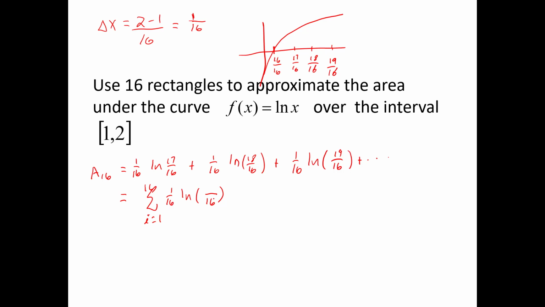The numerator is going up by 1, 17, 18, 19, so we know it has something to do with 1 times n. But we want to start at 17, so if we add 16 to it, and that comes from this 16 right here that we added, then we will be fine. Now the rest is punching it into the calculator. And when we punch this into the calculator, it tells me that this is 0.4078. That was with 16 rectangles.